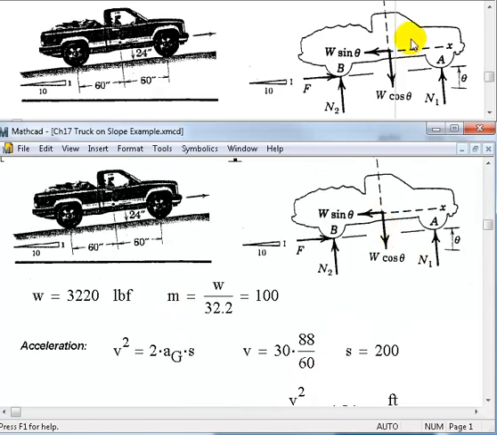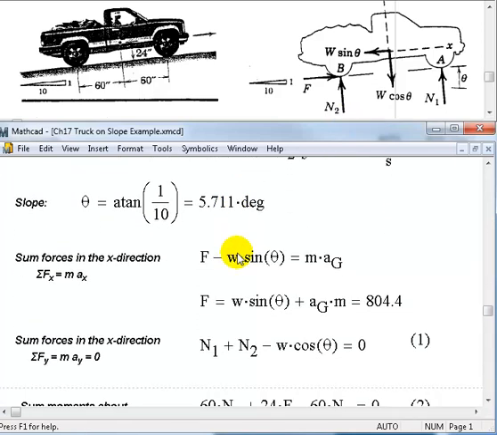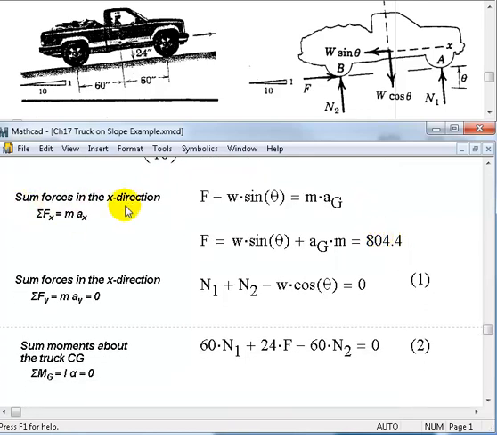Now we will turn to the free body diagram, which we'll keep up here, and start dealing with forces. Looks like first thing we do, though, is let's go ahead and calculate the slope. It is the inverse tangent of 1 over 10, which is 5.711 degrees. And now from the free body diagram, we'll sum forces in the x direction, and the x direction forces will involve the component of gravity in the x direction, pointing in the negative x direction, and the friction force through the tires pointing in the positive x direction. Those are the only x direction forces we have, so we have friction force minus the x component of gravity equals mass times the acceleration.